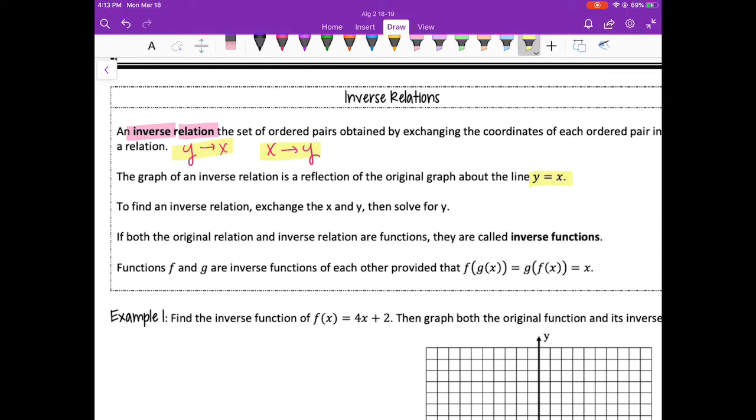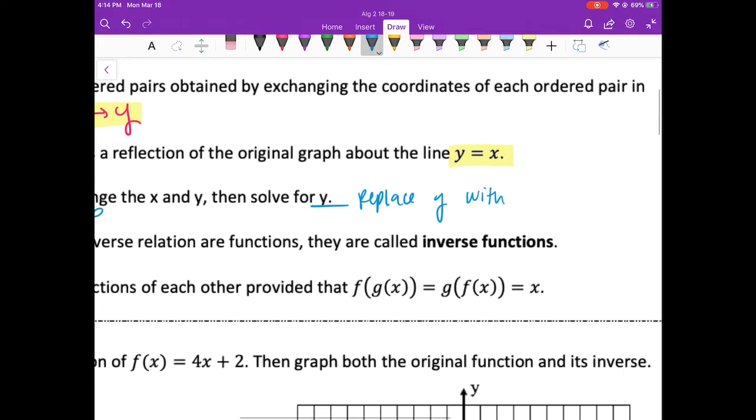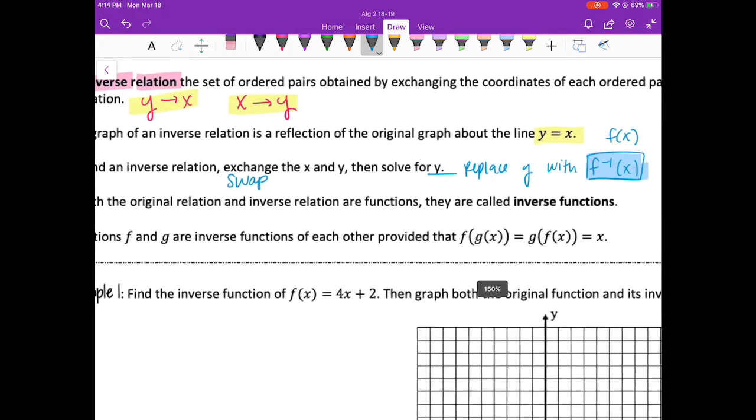And then just a couple other things to note that we're going to use later on. To find an inverse relation or inverse function, you exchange or swap x and y, and then you solve for y. We often replace y at the end with the notation f with a little -1 instead of f of x. That means f inverse of x. So when you read this, we read it as f inverse of x, just like we read this as f of x. So make sure you're saying it correctly and using proper notation.